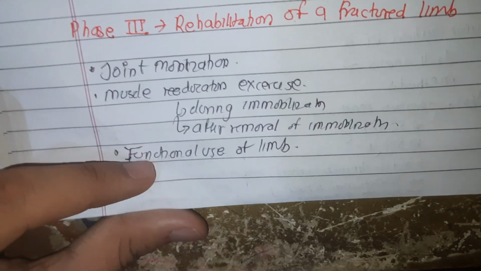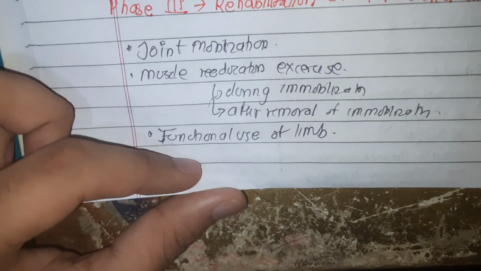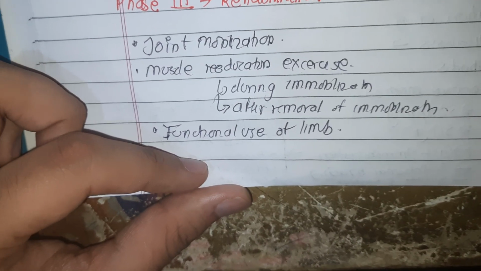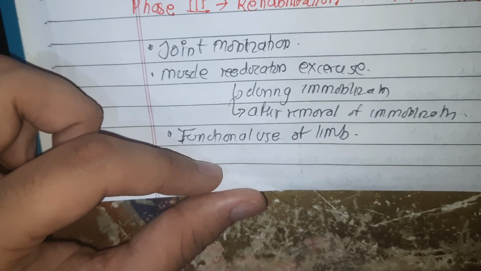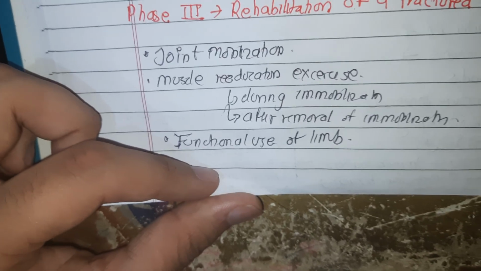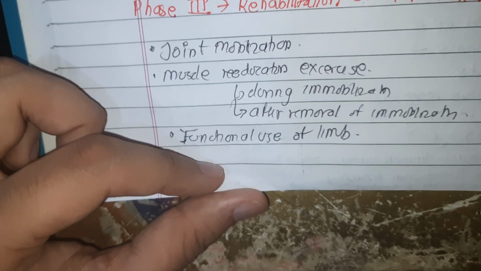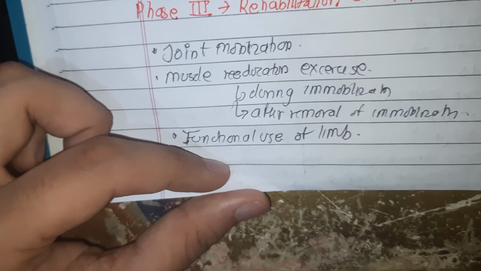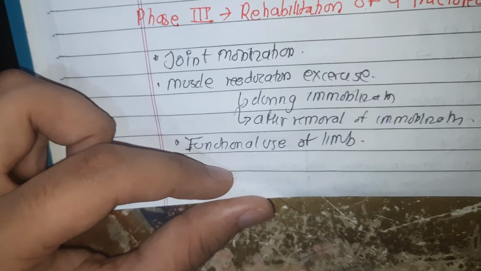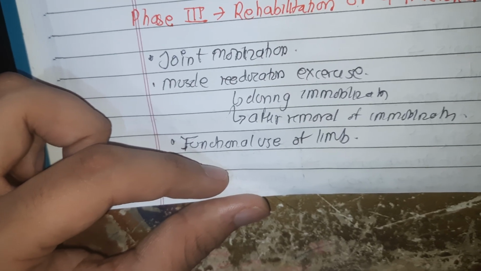And the functional use of the limb: once a fracture is on the way to union, at a suitable opportunity, the limb is put to use in a guarded way. For example, in lower limb injury, gradual weight bearing is started, partial followed by full, and one may need to support the limb in a brace, caliper, and cast. And walking aids such as a walker and a pair of crutches or stick may be necessary.